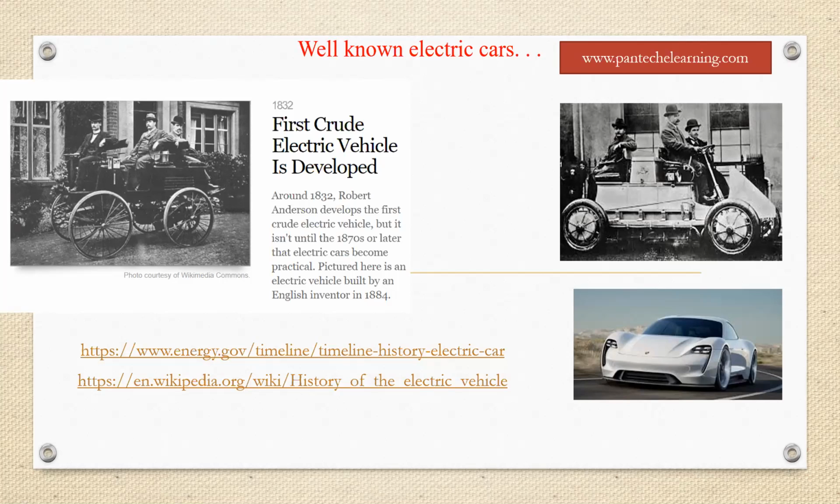So 1884. The second figure you can see here. These types of vehicles were driven on the roads of the UK. Here it took 40 years to prove it practical.